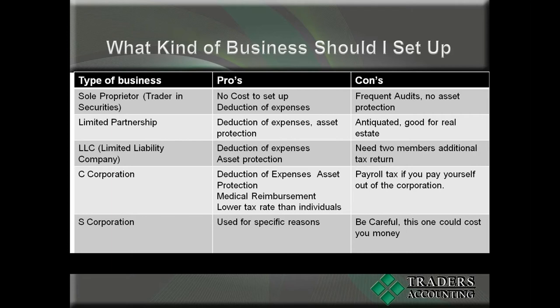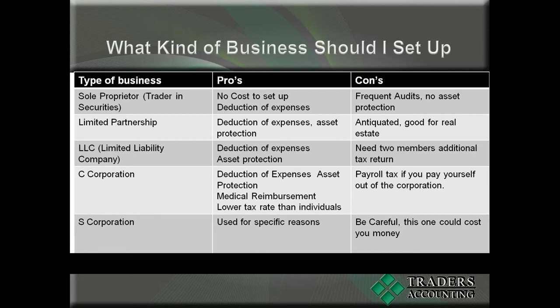A C corporation. In a seminar, when I can see people, when I say C corporation, they roll their eyes. But I've got to be honest. There are two or three situations that a C corporation is the most tax efficient entity to trade in. First of all, you get the deduction of expenses. You've got the asset protection. Now we start getting better.